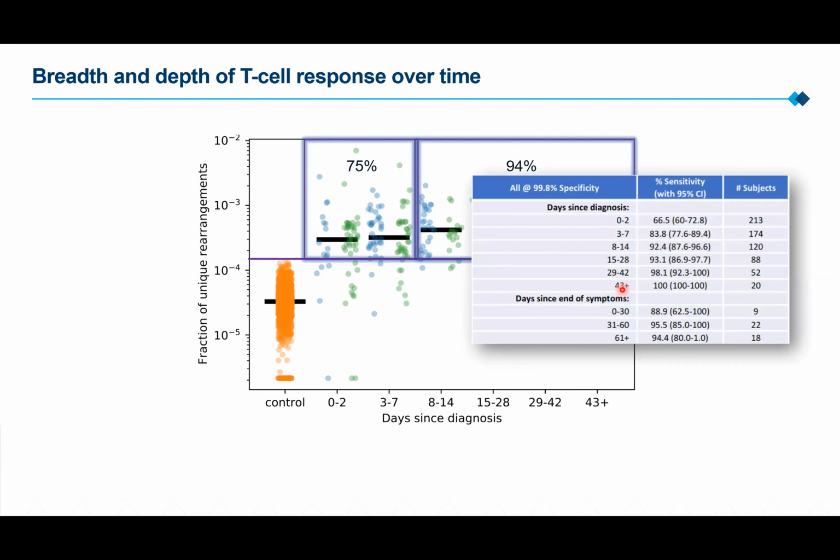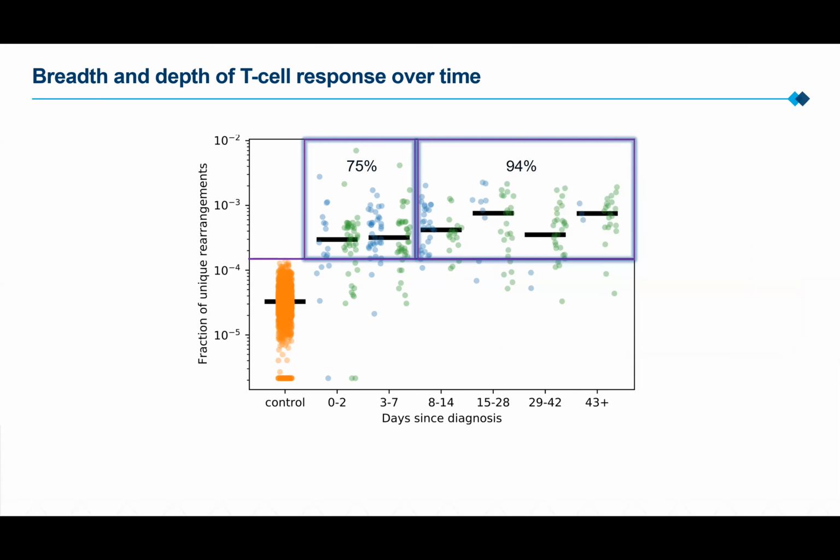In the paper, you can see how we break it down in more detail. But overall, we're seeing these expanded public clones persist for at least a couple months since the clearance of symptoms. And of course, as this epidemic goes on longer, we're able to get data from farther and farther out.